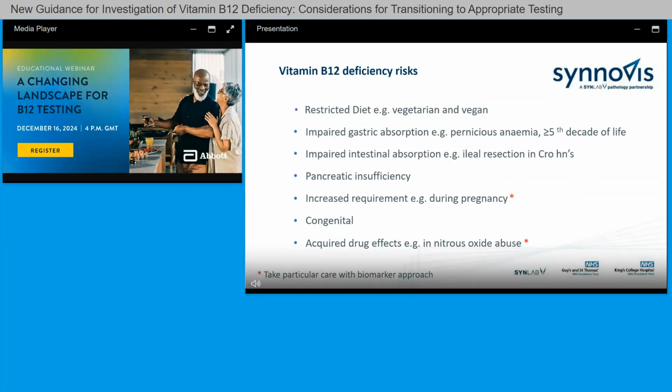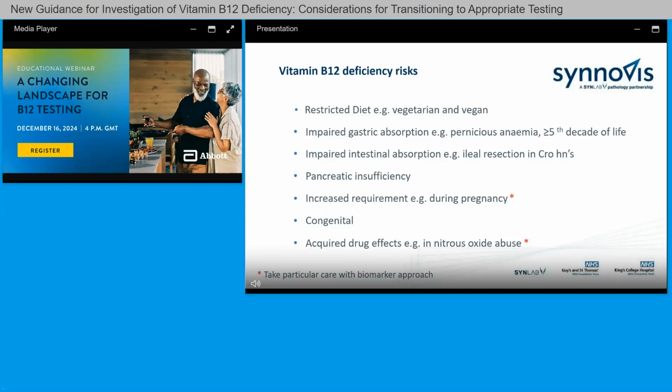There are a number of reasons why any one of us on this call may develop B12 deficiency. We may choose to follow a vegetarian or vegan diet. These diets are very low in B12, and it would be unlikely to meet our metabolic requirements, and you would need to take a replacement supplement. You may have impaired gastric absorption, for example, if you have the autoimmune disease pernicious anemia. As we all get older, it becomes increasingly more difficult to undertake efficient gastric absorption of B12.